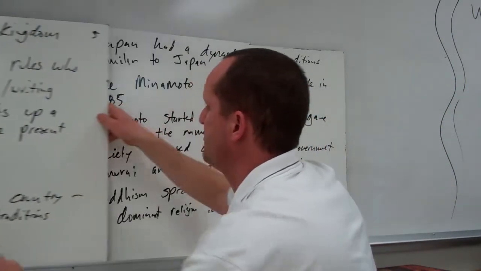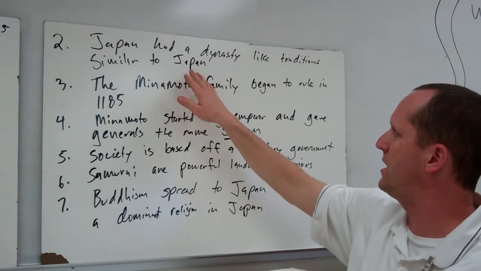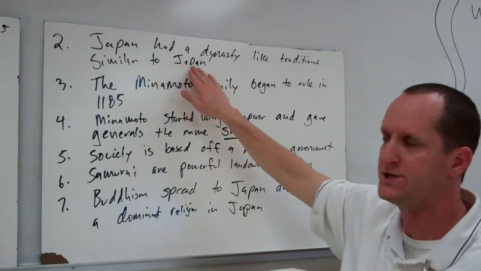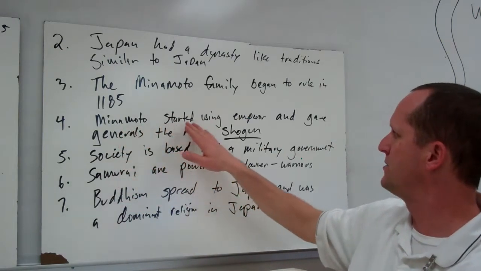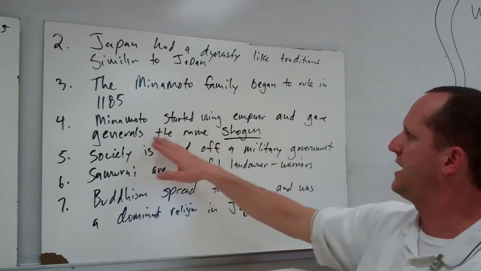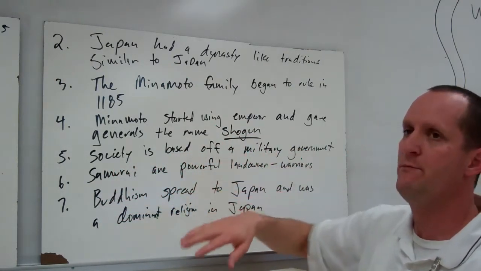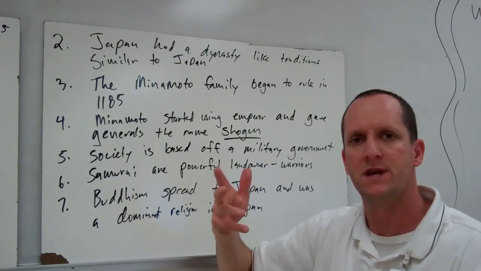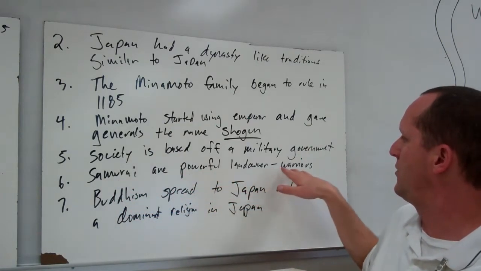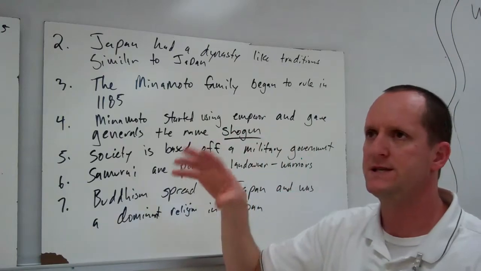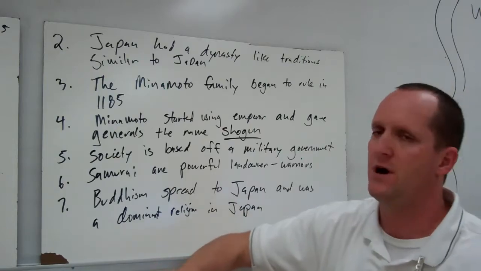All right, let's take a look at our last board pertaining to Japan. Japan had dynasty-like traditions, similar to China. The Minamoto family began to rule in 1185. Minamoto started using an emperor and gave generals the name of shogun. The society in Japan is based off of a military government, so they're very militaristic in their customs and rituals. The samurai are powerful landowner warriors, and during this time, Buddhism had traveled to Japan and spread throughout Japan and was a dominant religion there.